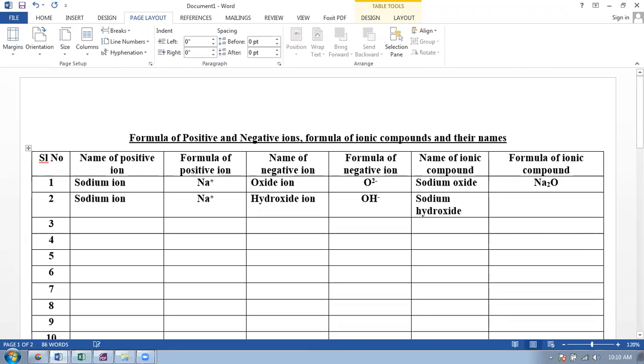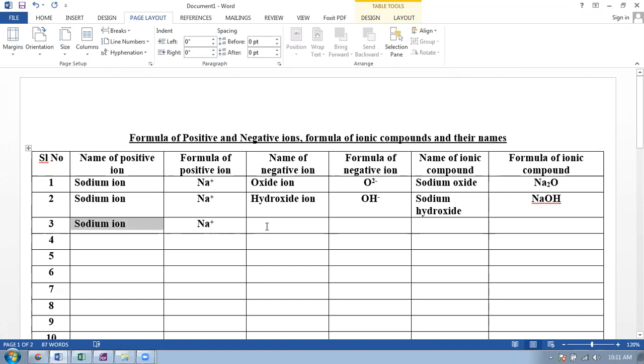And the formula would be, you first write Na, then you write OH. Now you interchange 1, 1. Sodium has 1 plus, only plus means 1 plus. So sodium has 1. And hydroxide, only minus means 1 minus. So 1, 1. You interchange 1 and 1. So I said before that 1 is not necessary to mention. So sodium hydroxide is NaOH.